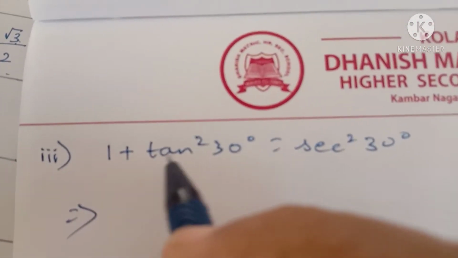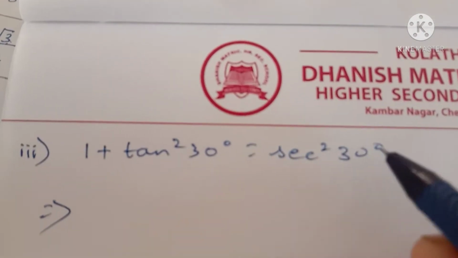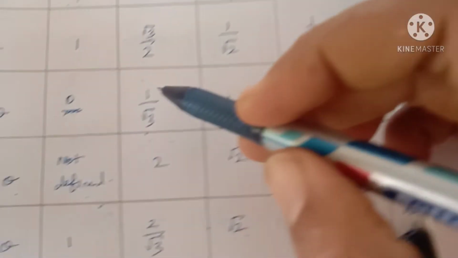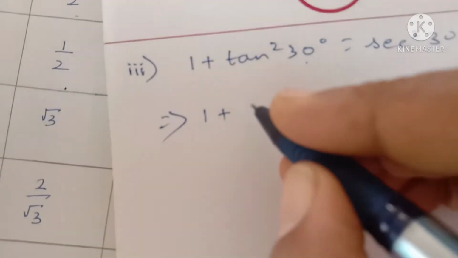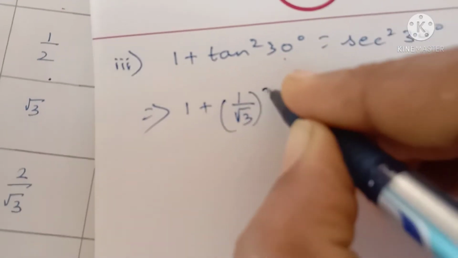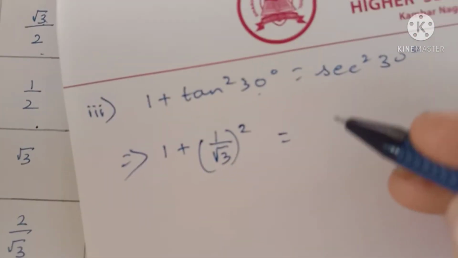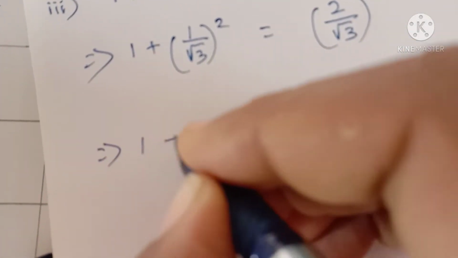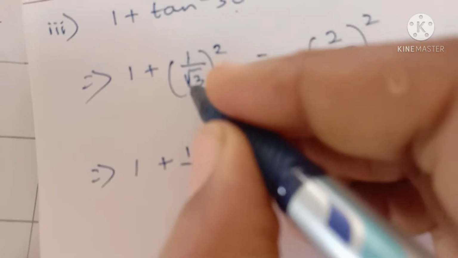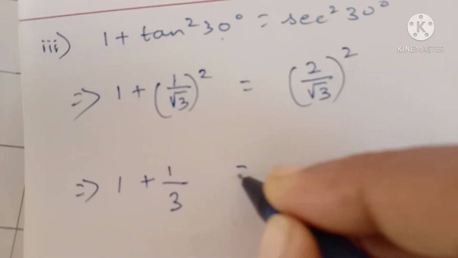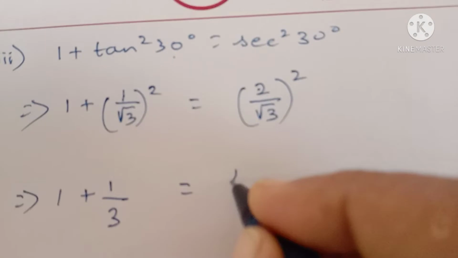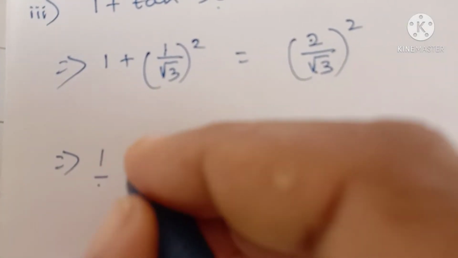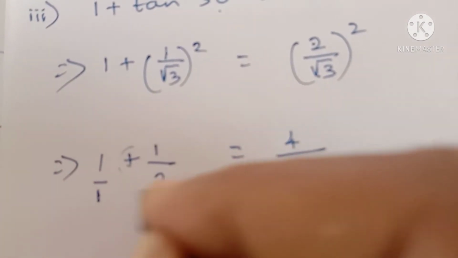Now third question, 1 plus tan square 30 degree is equal to sec square 30 degree. 1 plus tan square 30 degree, tan 30 is 1 by root 3. So 1 by root 3 the whole square is equal to sec 30 is 2 by root 3 the whole square. So 1 plus 1 into 1 is 1. Root 3 into root 3 is 3, which is equal to 2 into 2 is 4 by root 3 into root 3 is 3. So if you see here, in between a plus sign is there and denominators are different.